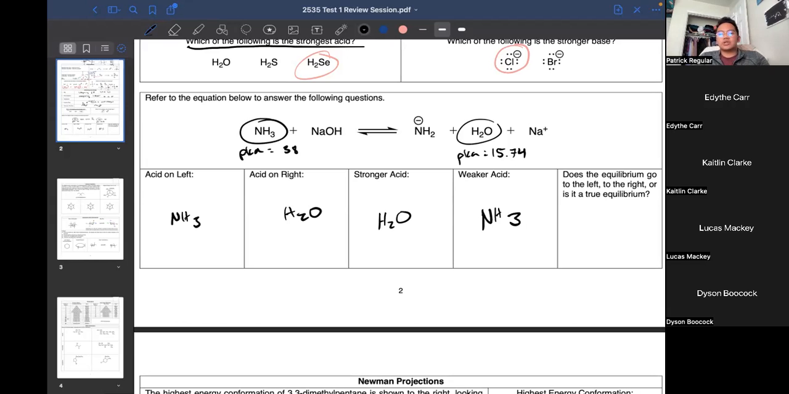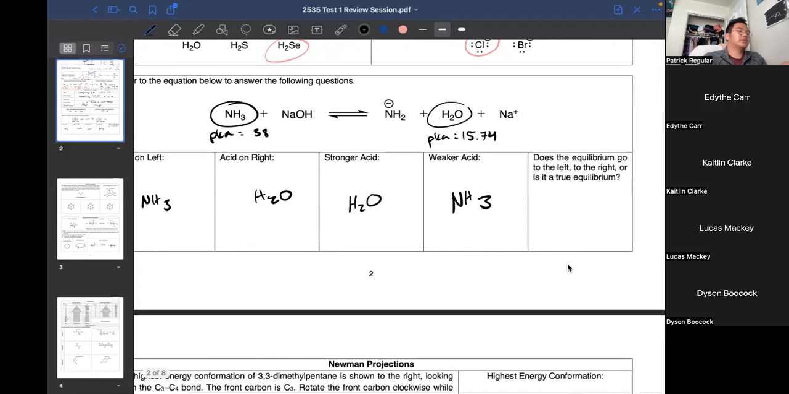And if H2O is the strongest acid in this solution, which way will it shift? Left. Left, away from the strong acid. Correct.